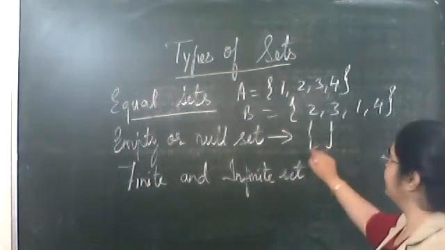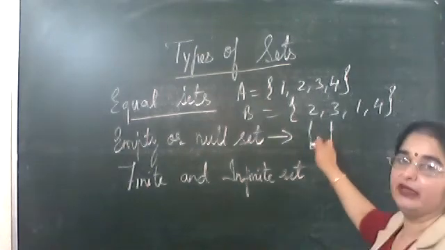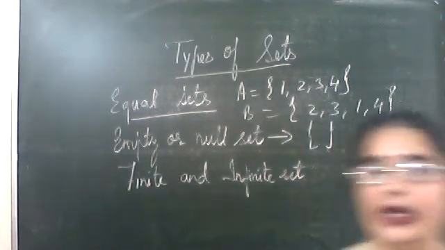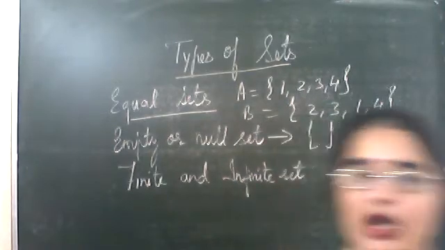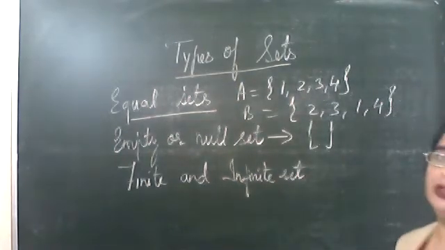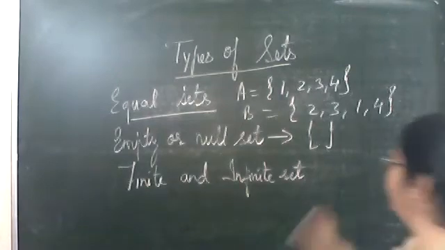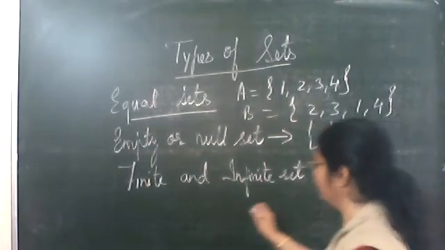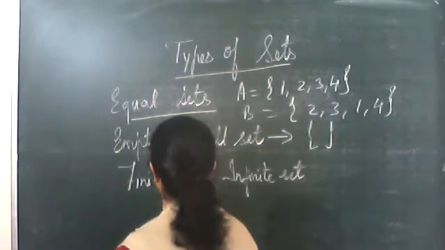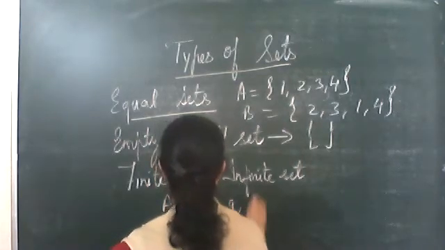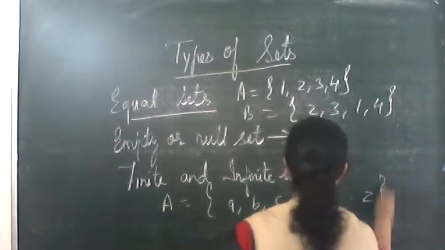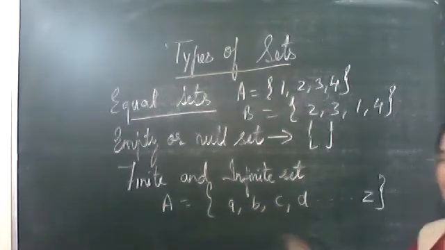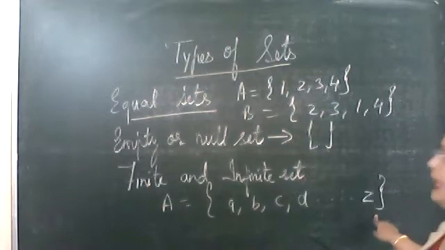So, the empty set is the set which does not have any element. Clear? Then there are finite and infinite sets. Suppose we have a set A containing elements A, B, C, D up to Z. A to Z elements we have in a set.